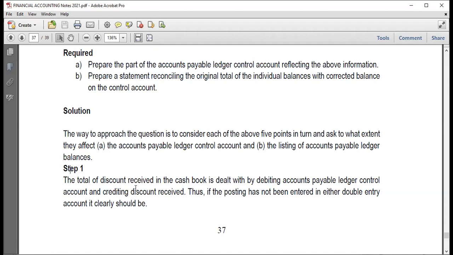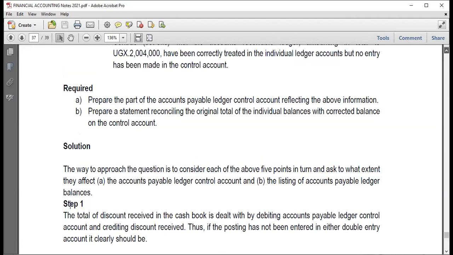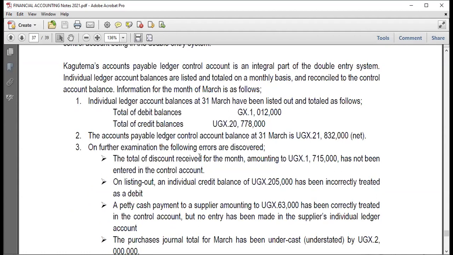So the total of the discount received in the cash book is dealt with by debiting the ledger control account and then crediting the discount received account. Thus, if the posting had not been entered in the double entry, then it should be cleared. Now, this is what they are talking about right here. So they are telling us that the total discount received, we are trying to correct errors, by the way, for the month amounted to 1715. And they're telling us that this had not been entered in the control account.